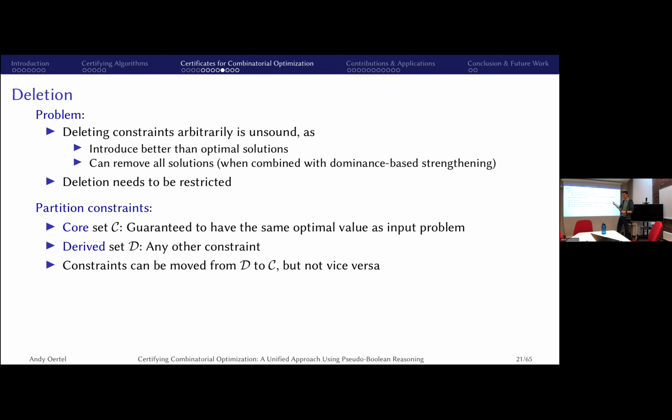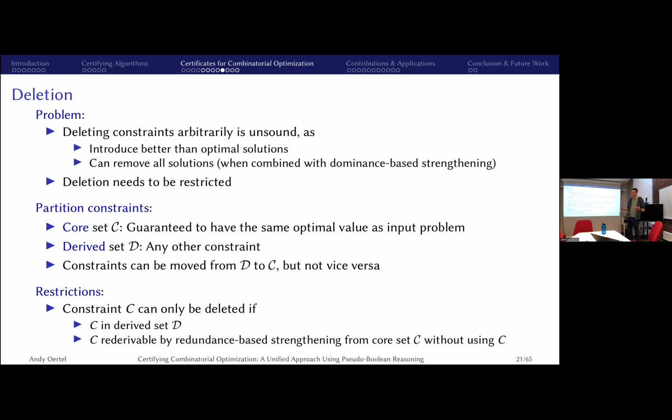as the input problem. And then for the derived set, all our constraints just end up there. And so we don't have any guarantees on the derived set, except that we can extend a solution from the core set to a solution to the derived set. But then we can move constraints at any point from the derived set to the core set. So basically, by moving it from the derived to the core, we are guaranteeing stronger things for it.